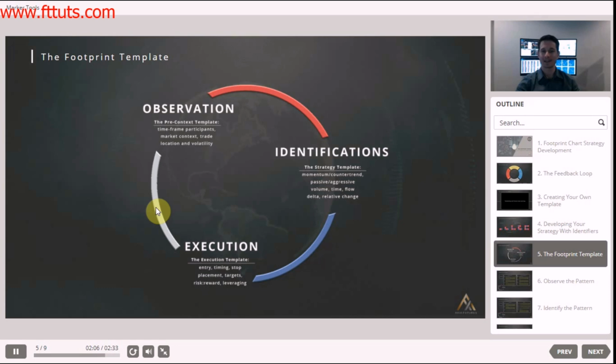Then once we've obviously identified one of the 10 strategies, we then focus on the execution identifiers. So what identifiers can we utilize to ensure we're effectively executing? And those will include things like entry, timing of execution, stop placement, target placement, risk reward, as well as leveraging and how to leverage. Now, in the next slide, we're going to discuss how you'll complete each one of these sections that is provided in the template.